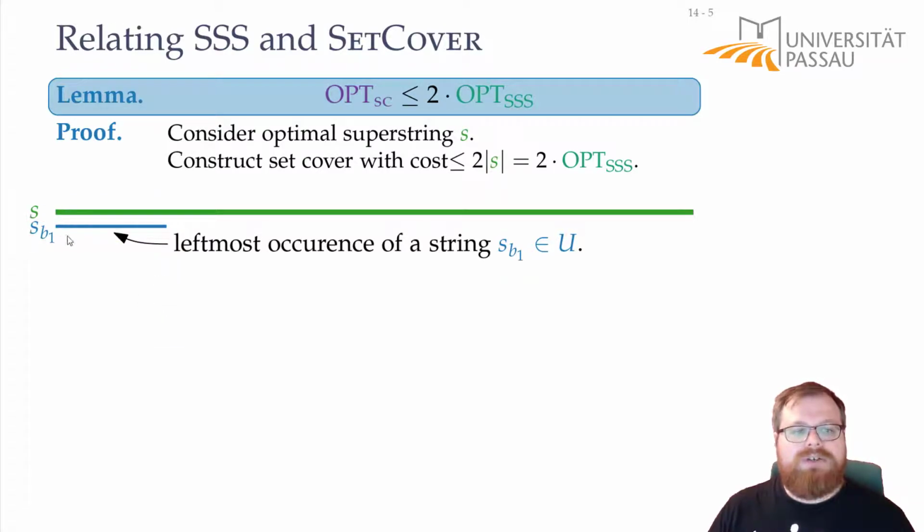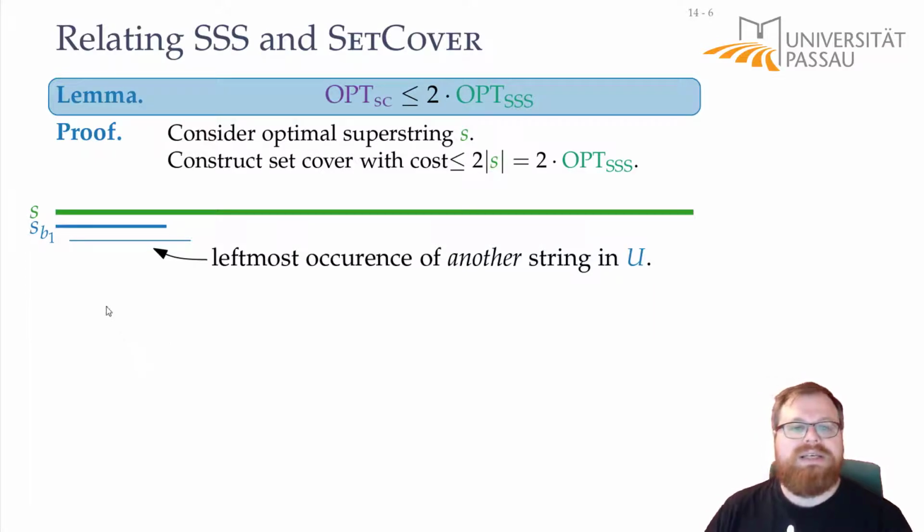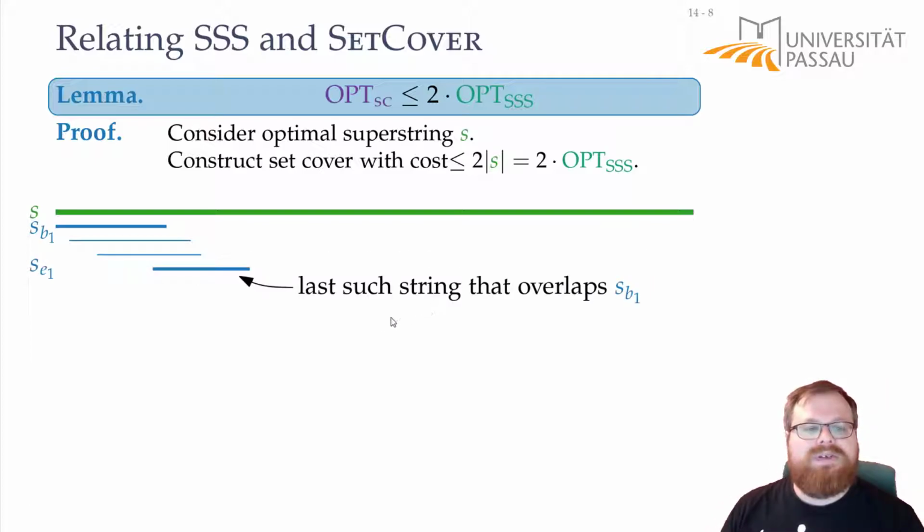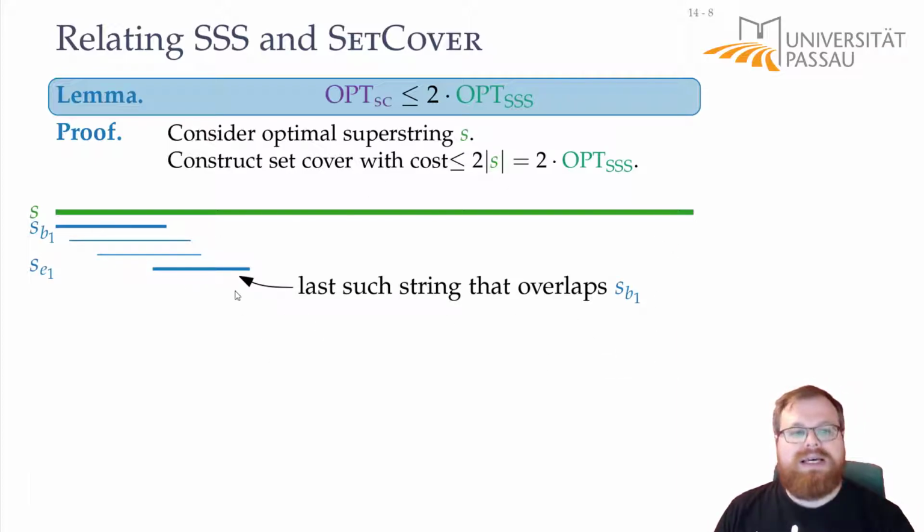And now we want to go through the occurrences of all these other strings in S. So we walk from left to right. We look at the leftmost occurrence of another input string, which might be here. It might start at this point and it might end at this one. And then we keep going. What is the leftmost occurrence of another string? Until we get to the last such one. So all the other strings that still are in S start to the right of this point.